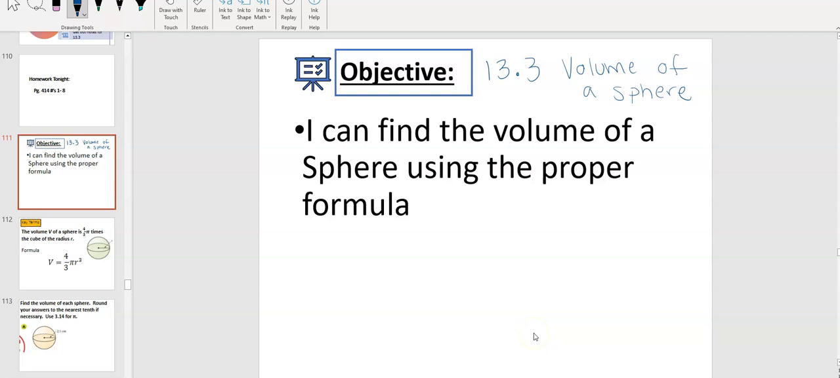All right, here we go. We are doing the last lesson. That's right, the last lesson of Module 13.3. There's only 3 of them. It's not too bad. We are going to find the volume of a sphere this time. So we're dealing with all these 3D objects that have circles in them.